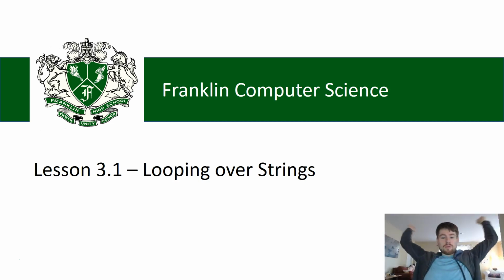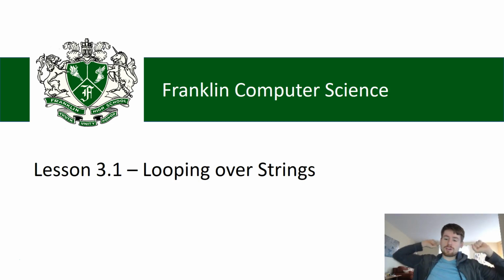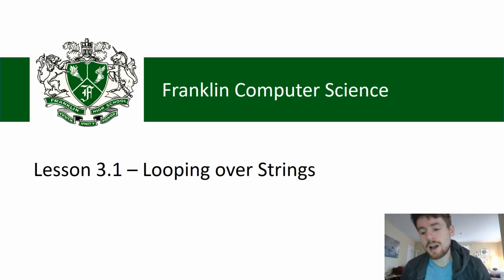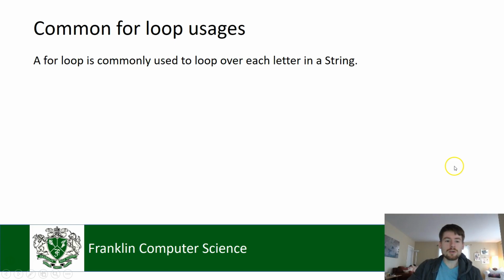This is lesson 3.1. We're going to talk about looping over strings with for loops. We're going to find that all of these problems that we're writing with for loops can be solved with while loops. It's just that the code ends up being a lot simpler and easier for us to wrap our heads around when we use a for loop as opposed to a while loop. Let's dive right into doing string stuff.